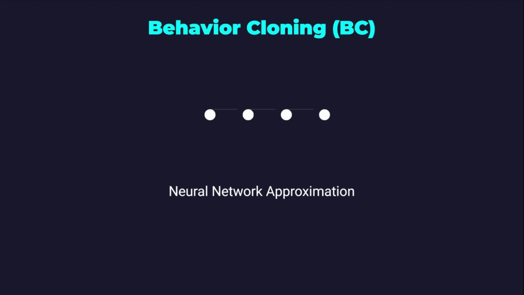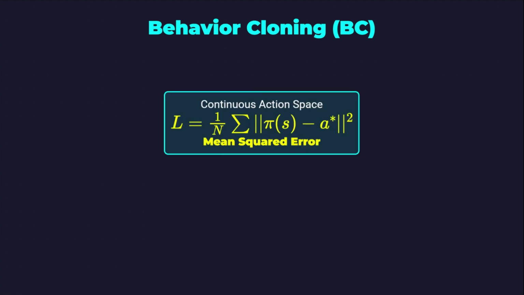Behavior cloning models the expert policy using a neural network, typically a multi-layer perceptron or a recurrent network, depending on the state representation. The training objective is to minimize the empirical risk over the collected expert dataset. For continuous action spaces, this usually involves minimizing the mean squared error between the predicted action and the expert action. This measures the Euclidean distance between the outputs.